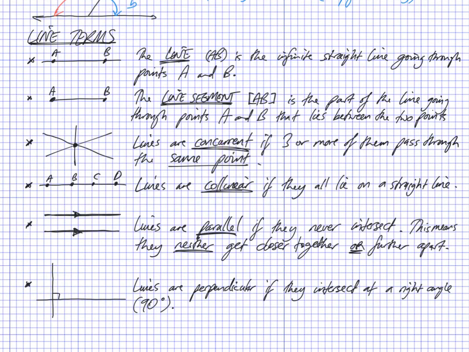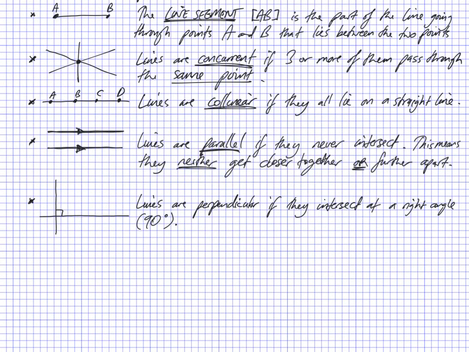Another term is the idea of concurrency or concurrent. Lines are concurrent if 3 or more of them pass through the same point. So all meeting in the one place. Collinear is another term. Points are collinear if they lie in a straight line. Next, lines are parallel. So parallel lines are marked by the same arrowhead. If they've got the same arrowhead, that means they're parallel. And what does parallel mean? That means they neither get closer together or further apart. And lastly, lines are perpendicular if they intersect at a right angle, and you can mark a right angle with a little square at the angle that's meant to be 90 degrees.